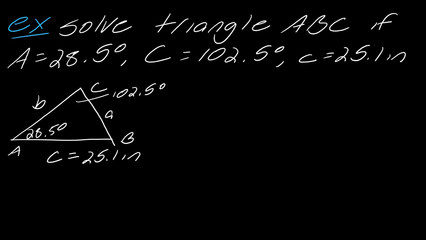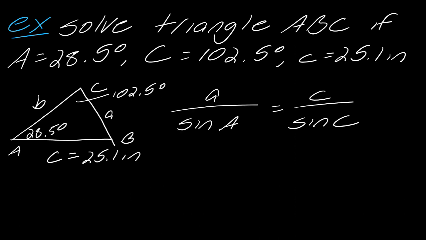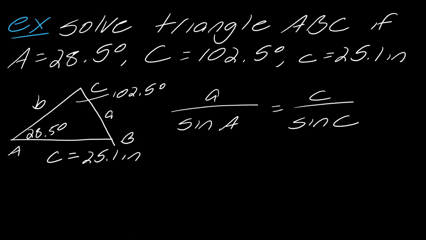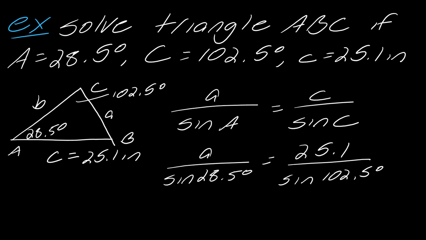So I can use the fact that a over sine of A should be equal to c over sine of C. And I just used basically part of this equality to help me work through the problem. So coming back to this, if a over sine of A equals c over sine of C, I know sine of A, I know sine of C, I know little c. So I can plug all those in as you see here.